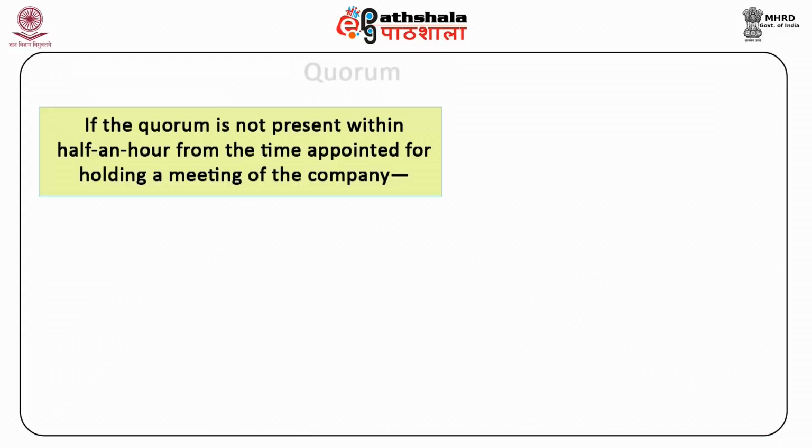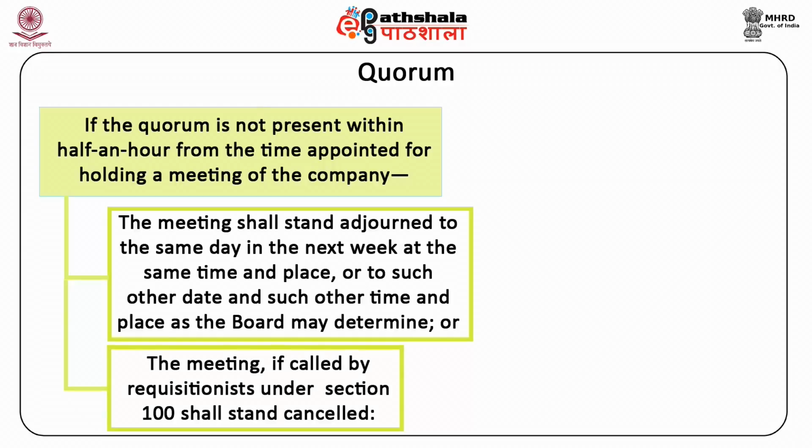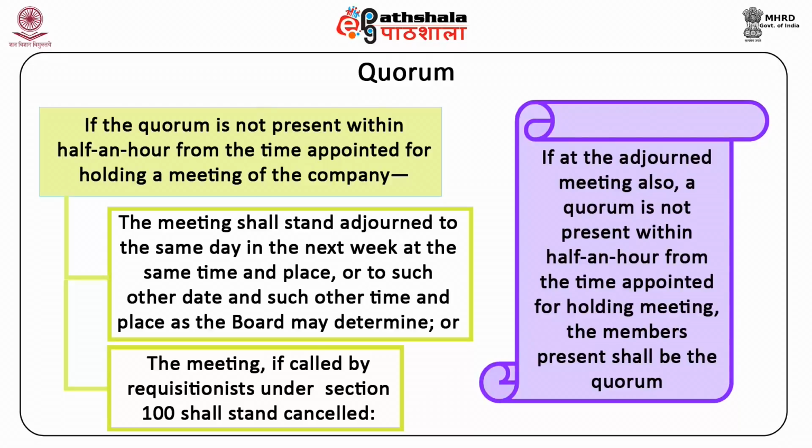Second, if the quorum is not present within half an hour from the time appointed for holding a meeting of the company, a. The meeting shall stand adjourned to the same day in the next week at the same time and place, or to such other date and such other time and place as the board may determine, or b. The meeting, if called by requisitionist under section 100, shall stand cancelled. Third, if at the adjourned meeting also a quorum is not present within half an hour from the time appointed for holding the meeting, the members present shall be the quorum.